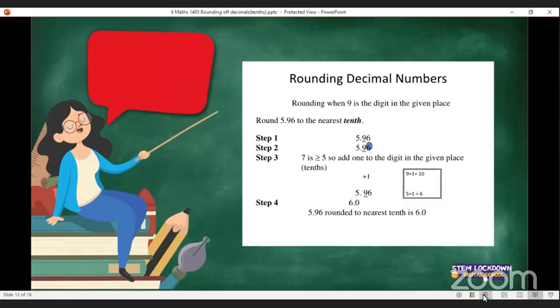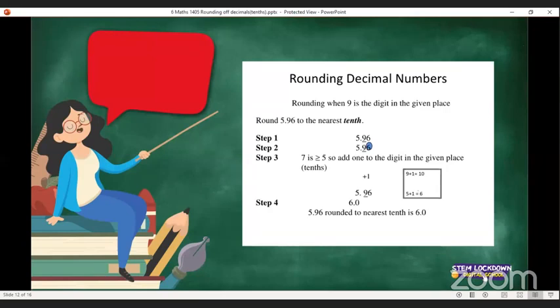Rounding when 9 is the digit in the given place. So rounding decimal numbers, you round 5.96 to the nearest tenth. Step 1, you underline the number that you're supposed to round off to, and then step number 2 is the number on the right of that number. And step number 3, you look, is the number less or more than 9?